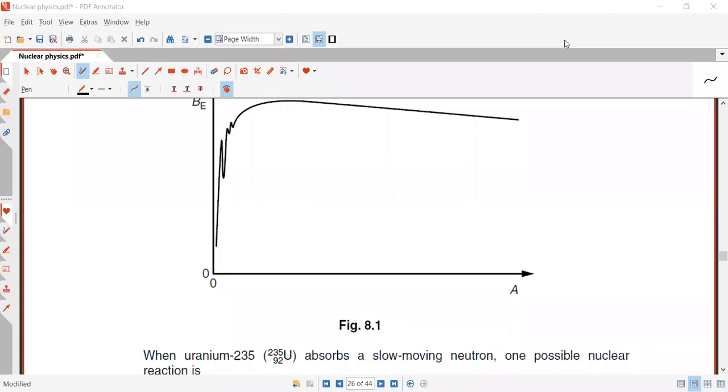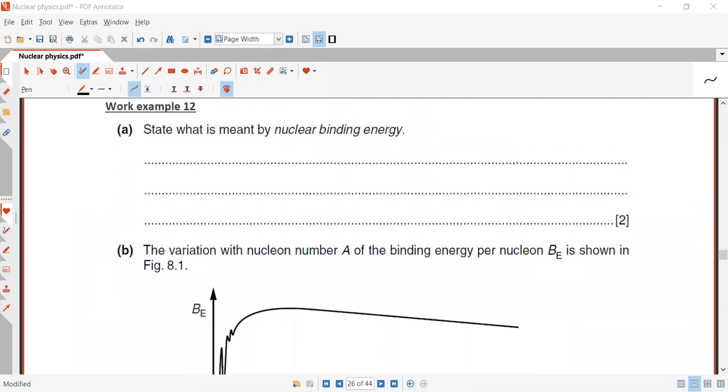Okay, Jane. So we were doing fission and fusion and the binding energy per nucleon. So then let's do this question: state what is meant by binding energy? You can just copy the definition from the notes you have, right?